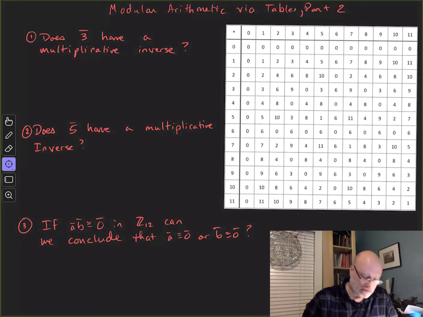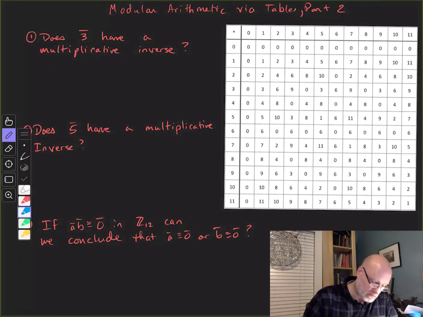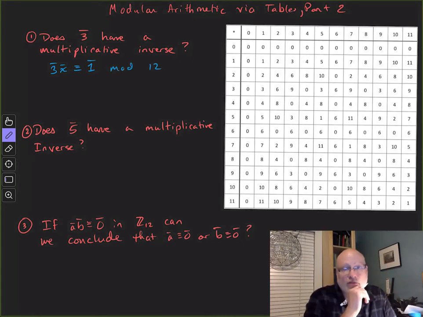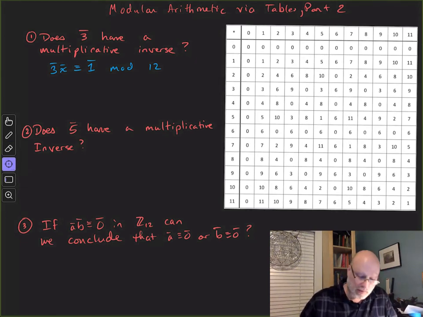So what we're really asking in this first question is, is the answer to the question 3 times x congruent to 1 mod 12. What's x? What can I multiply by 3 and get 1? Just like we did with the addition table, I'm going to come over here to 3, and go across until I find the number 1. And it doesn't look like I have one. So what this is basically saying is that no matter what I multiply 3 by, in mod 12 there will never be a 1. So this one does not have a multiplicative inverse.